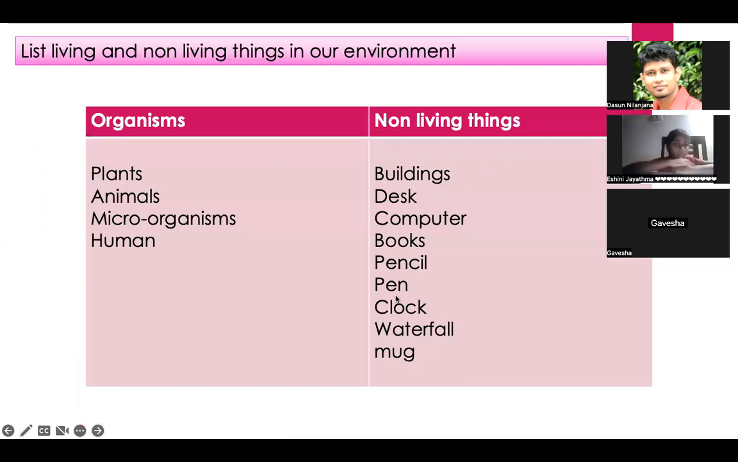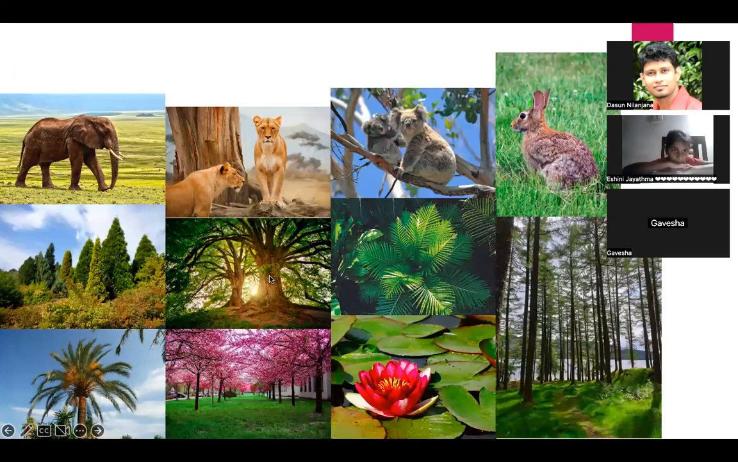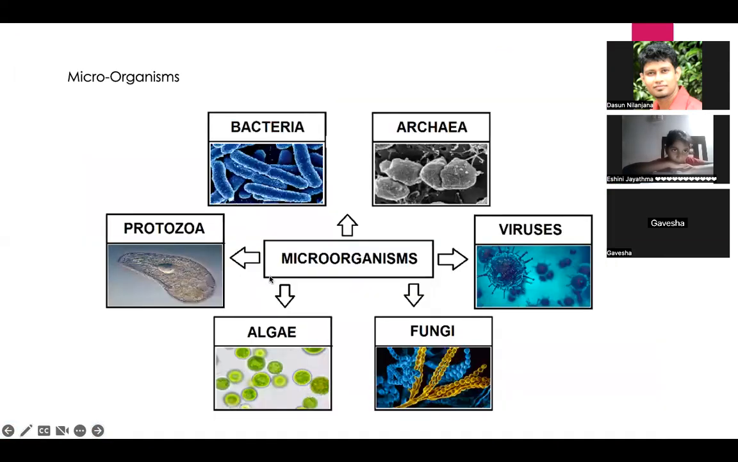Okay. Then, this activity we did last day. In your room, you can find things like desk, computer, books, pencil, clock. These things are non-living. But if you can see plants, animals, microorganisms, humans, these are living things. So we have already categorized non-living and living things. I was telling you about these microorganisms, but I didn't explain this before. Today, let's try to see what they are.